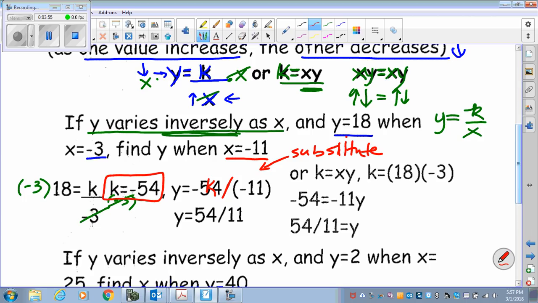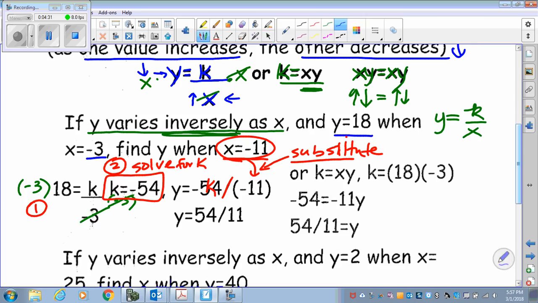All right, so first of all, I write my inverse equation, then I solve for my constant. And then I'm going to substitute in, and then I'll get my answer. So I know that k was negative 54, so I substitute that in. And I know that x was negative 11, so I'll put that in there.